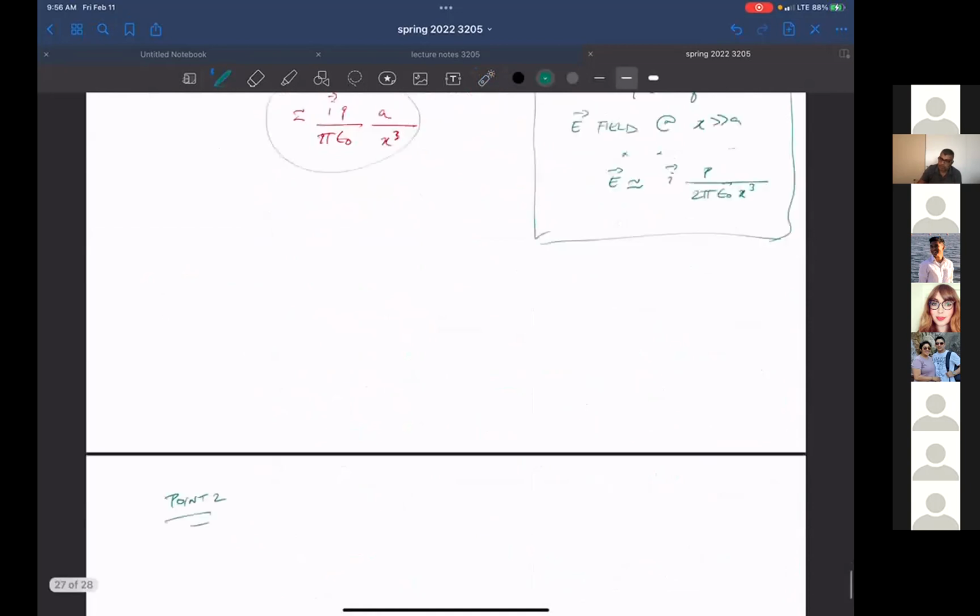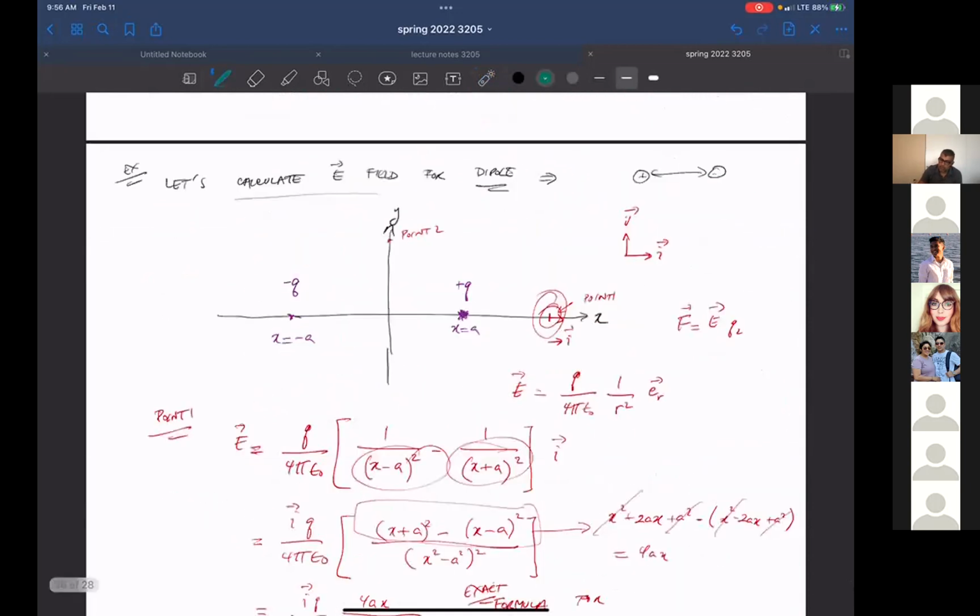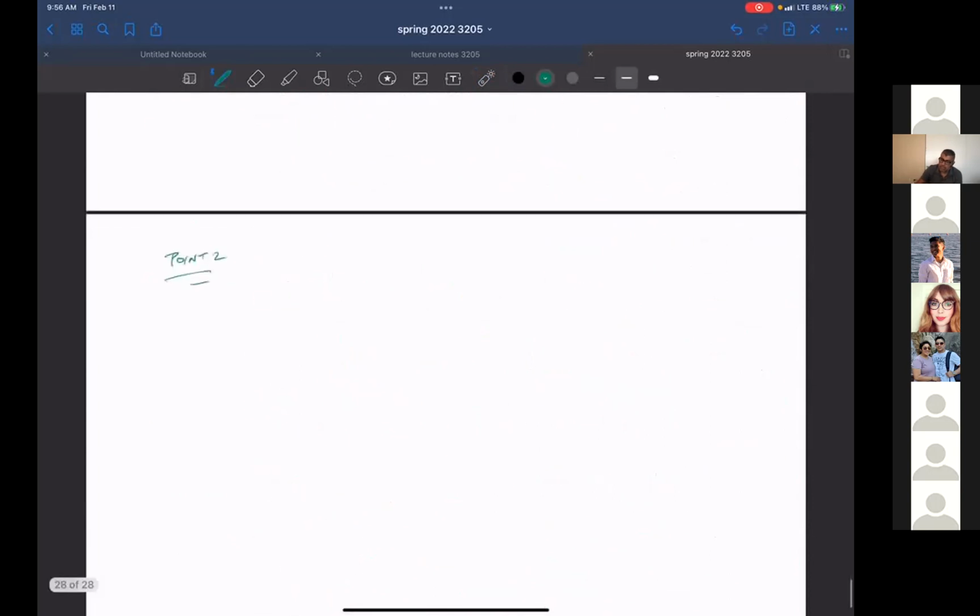Okay, so let me copy this. Is it wise to copy it? Nah, it's not. So we're at plus a and minus a. At plus a we've got a plus Q, at minus a we've got a minus Q. This is y, this is x, and we want to calculate the electric field anywhere on the y-axis.